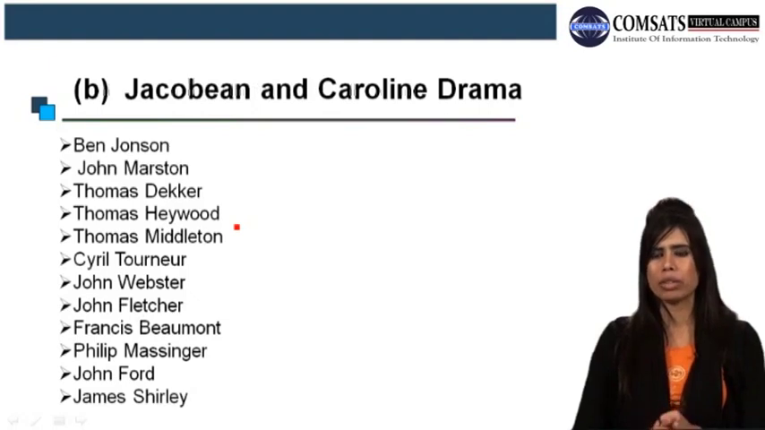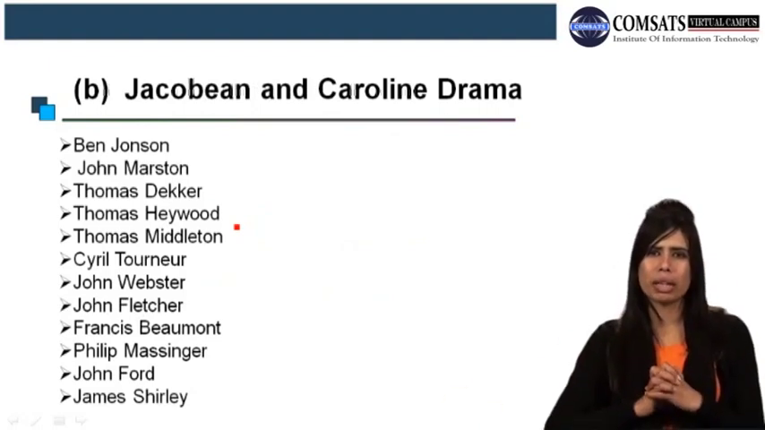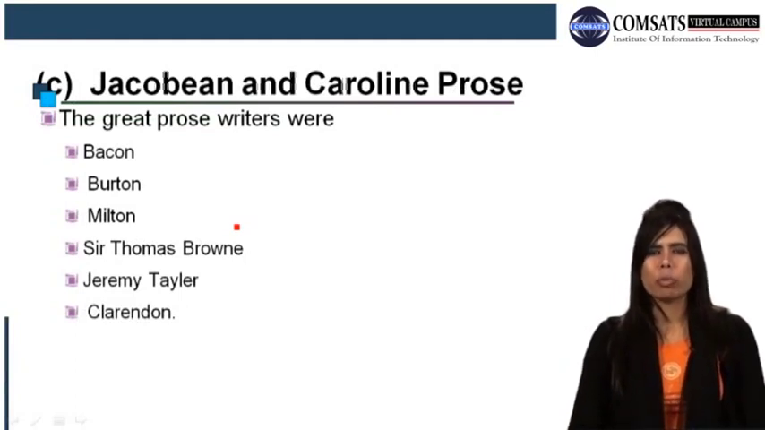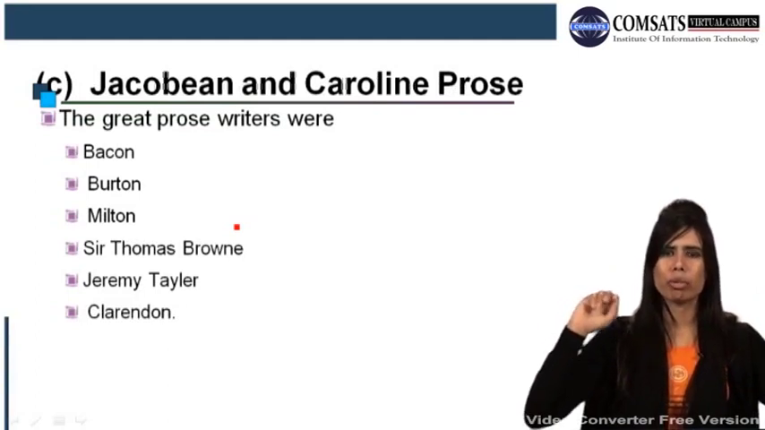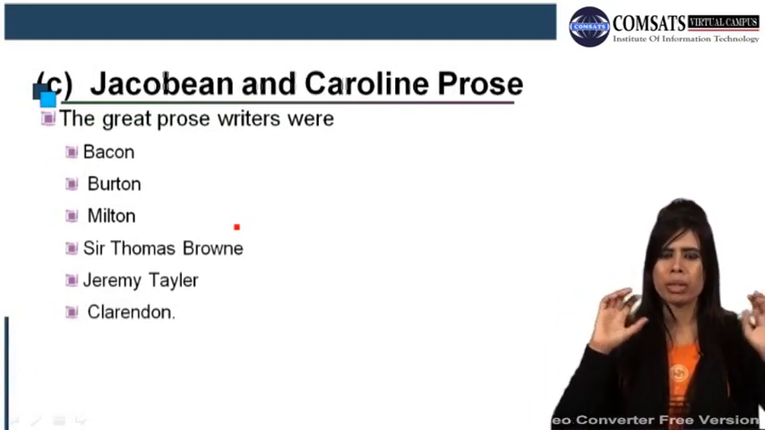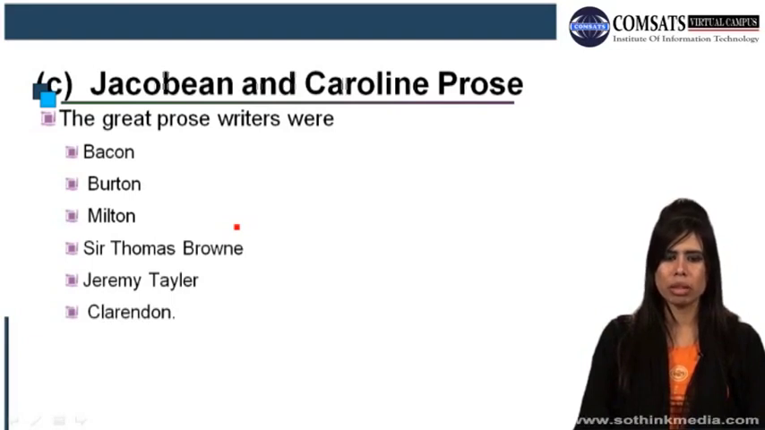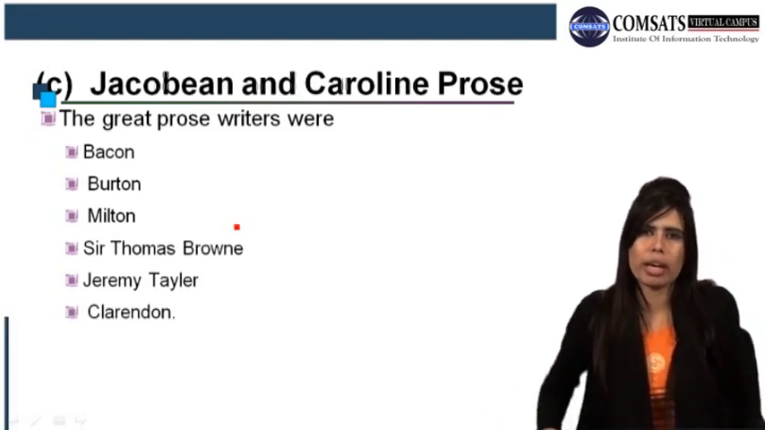Again I am telling you, the Jacobean and the Caroline period were under the rule of James I and Charles I. The other one is prose. Again, my dear students, I'm just giving you the briefing of all the periods here. So the greatest prose writers were Bacon, Burton, Milton, Sir Thomas Browne, Jeremy Taylor, and Clarendon. Here you can see the Jacobean and Caroline prose.